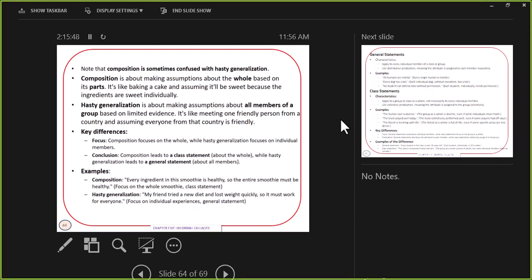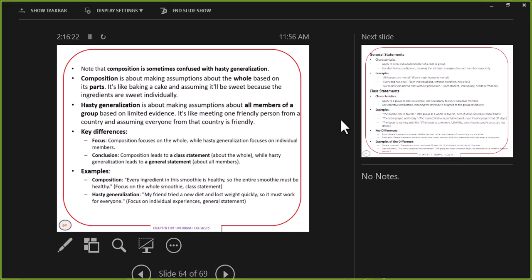Composition is about making assumptions about the whole based on its parts. It's like baking a cake and assuming it will be sweet because the ingredients are sweet individually. Hasty generalization is about making assumptions about all members of a group based on limited evidence. It's like meeting one friendly person from a country, assuming everyone from that country is friendly. Key difference, focus of composition is what? On the whole, while hasty generalization focuses on individual members. Composition leads to class statement about the whole, while hasty generalization leads to general statement.